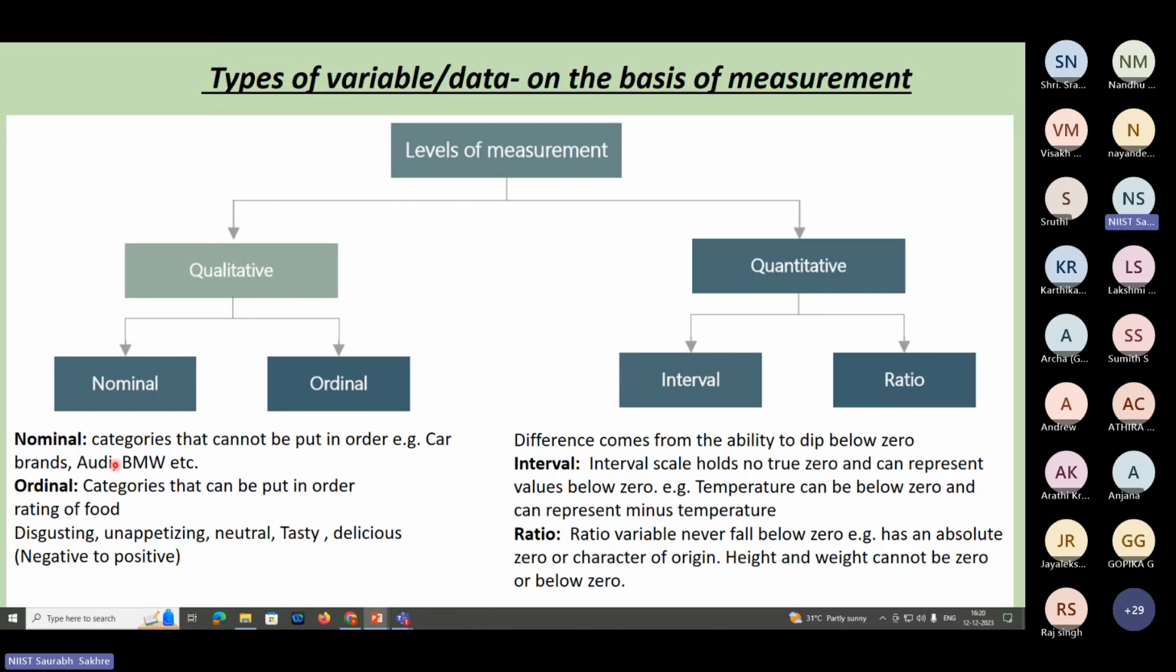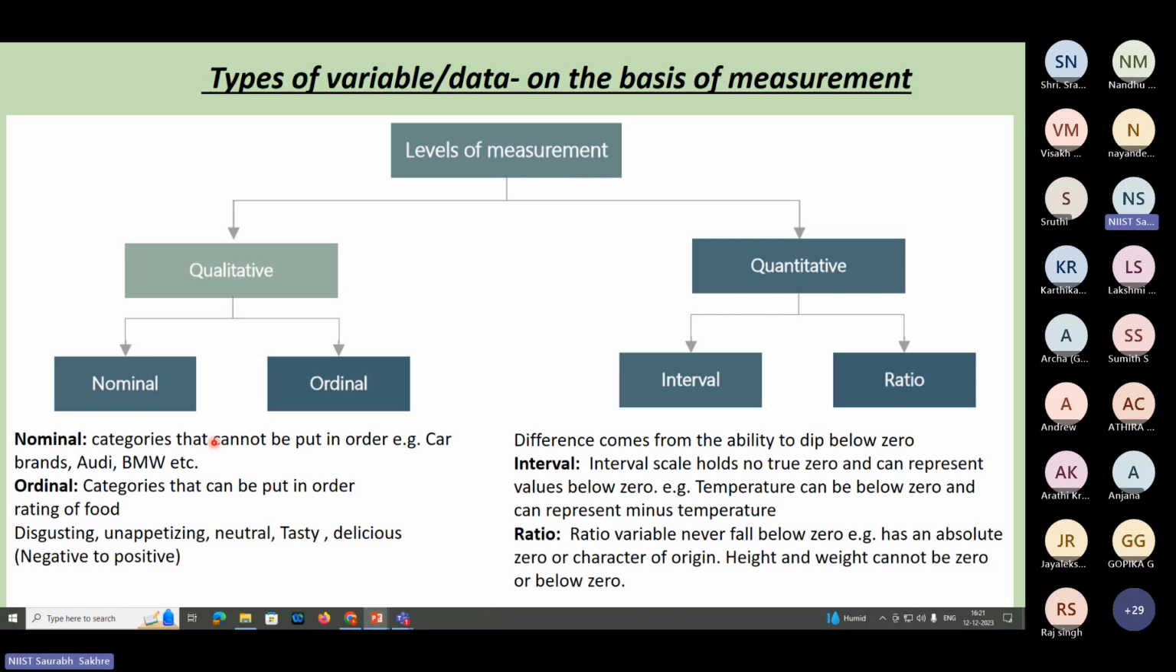Nominal is basically a type of categorical data only, but it will have something different. Nominal data is something that cannot be put in order, like car brands: Audi, BMW. I can also say BMW, Audi, Maruti, and Volkswagen. I can say Volkswagen, BMW, Audi. There is no order in that, but still they are car brands. So this kind of data is known as nominal data.